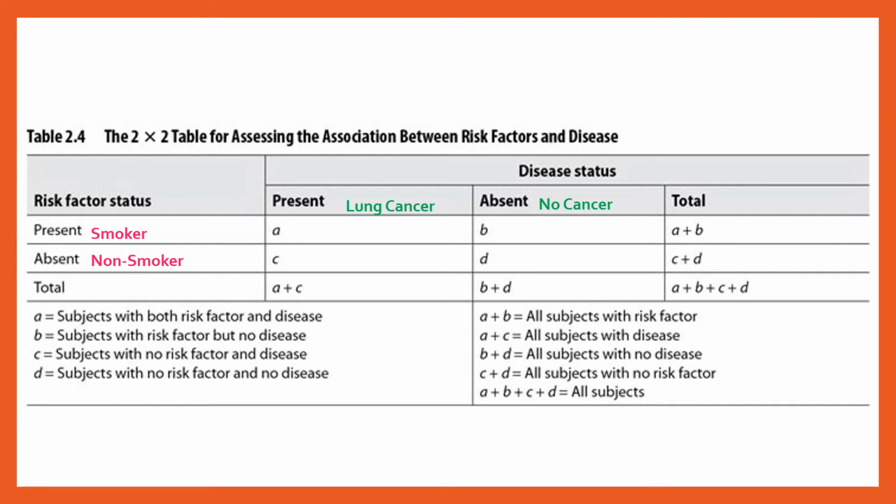If there are 10 smokers with lung cancer in your study, A would be the number 10, and say there are 20 smokers who don't have lung cancer in your study, B would be equivalent to 20, and so on and so forth. And so you can see how you might be able to calculate some different outcomes, like the total number of individuals with the risk factor present would be A plus B, or the total individuals with the risk factor absent would be C plus D, and so on and so forth.